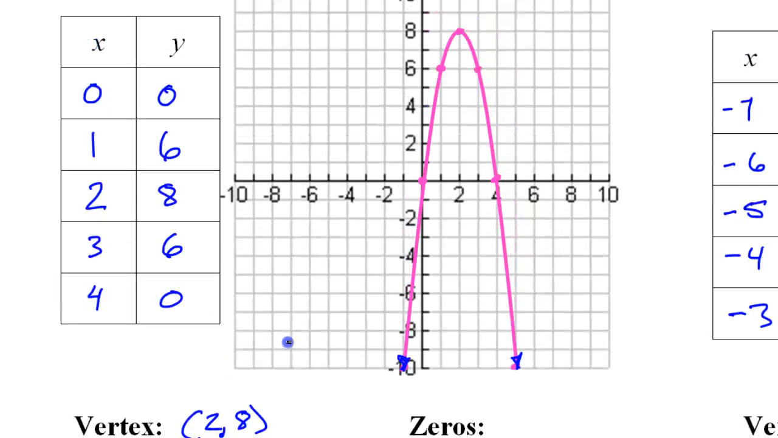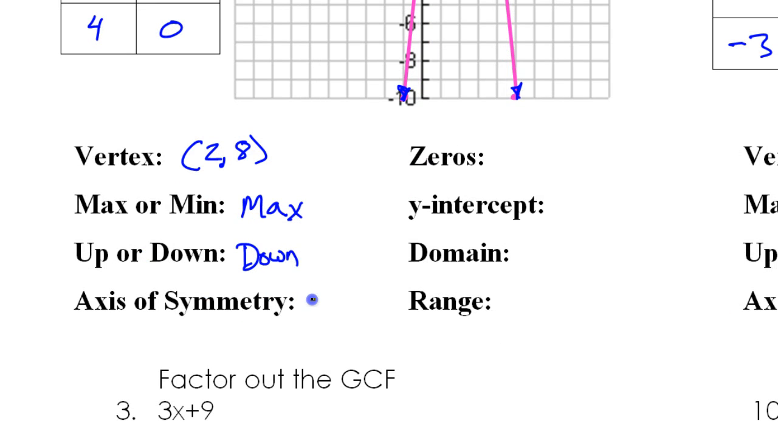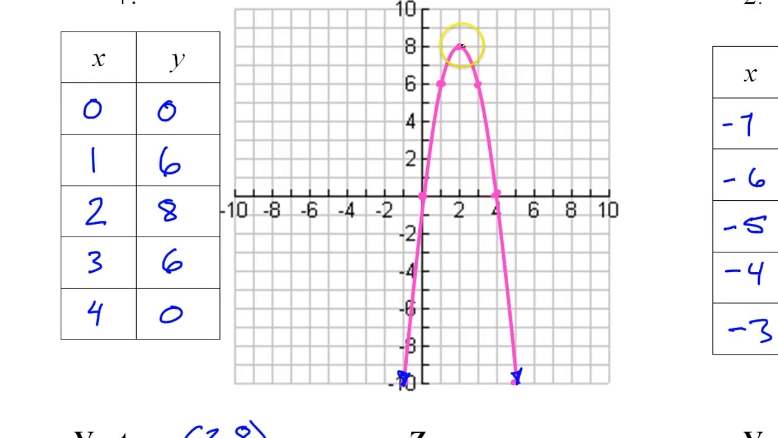Axis of symmetry. The axis of symmetry is the invisible line that splits the parabola in half. It always passes through the vertex, so it's going to involve the number 2. Vertical lines are always x equals something, so the axis of symmetry is the vertical line x equals 2.